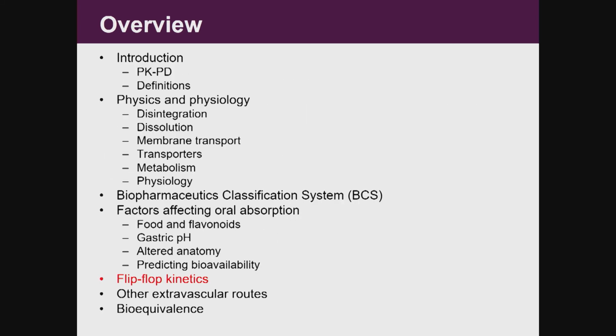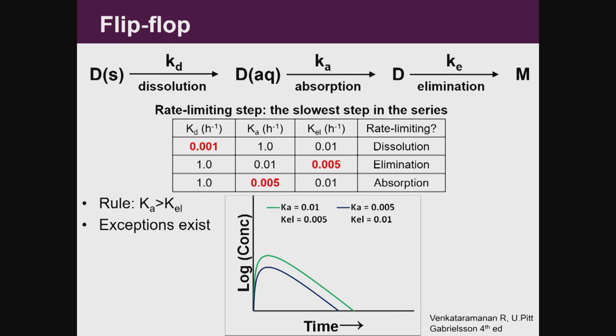Now I will discuss flip-flop kinetics. So here we see the process of dissolution, absorption, and elimination. And each of these processes has a rate constant. For simplicity, further I will combine the dissolution and absorption rate. There's an absorption rate and an elimination rate. So here in this table there are 3 scenarios, and in each of these scenarios there is one rate constant that has the smallest value, and that then is the rate limiting step. As a rule, absorption rates are often much higher in value than the elimination rate. And so the elimination rate is rate limiting.